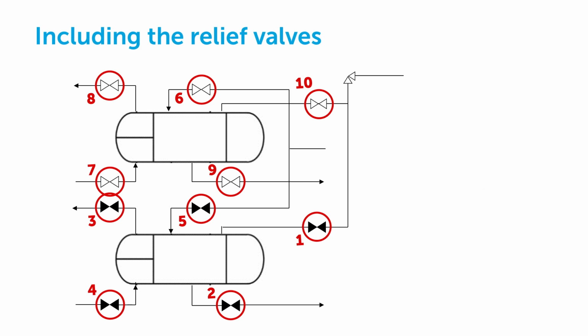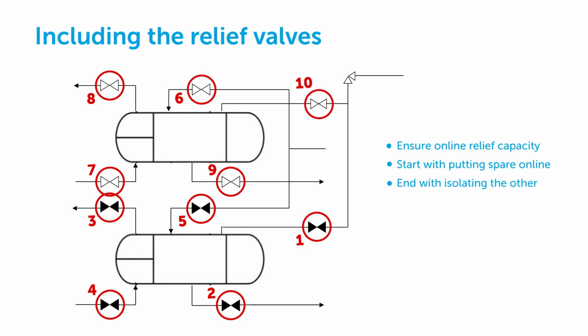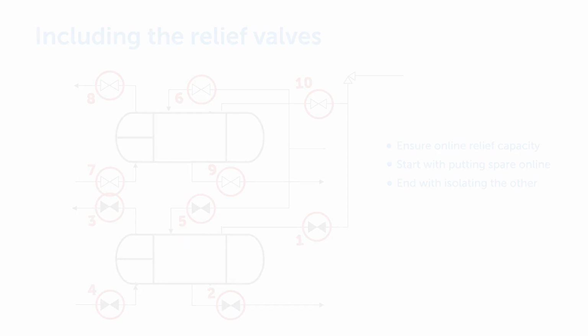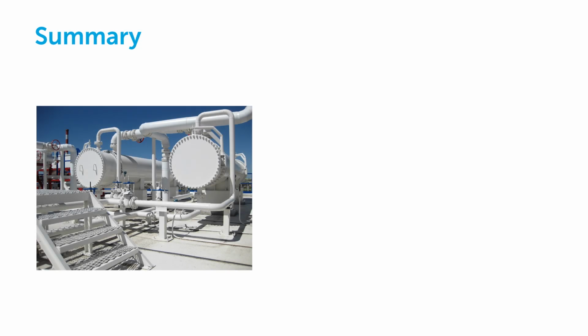When PSV block valves need to be included, always ensure online relief capacity. You start by putting the spare relief valve online. At the end of the switchover, the other PSV can be isolated. The final interlock configuration depends on various factors of the process. Make sure to incorporate all relevant valves to ensure safe operation.